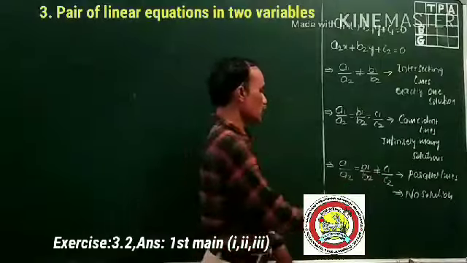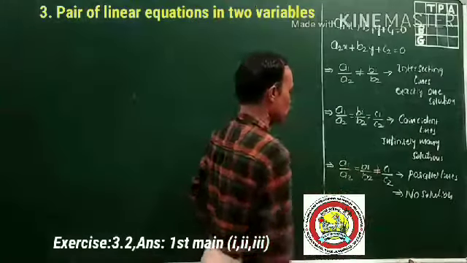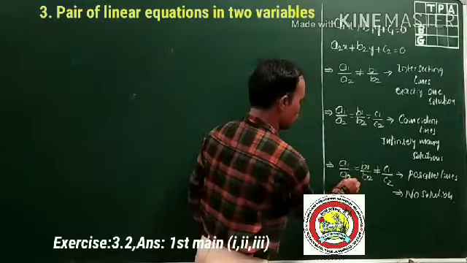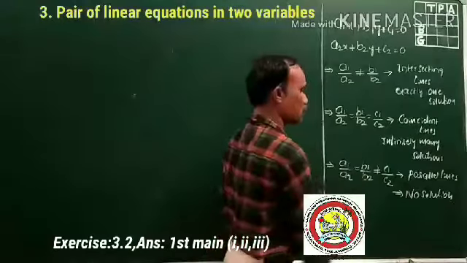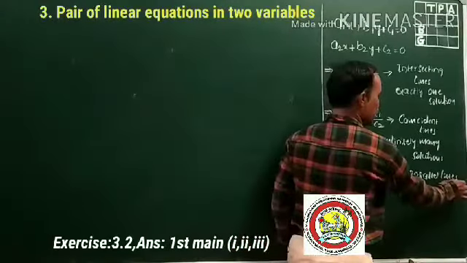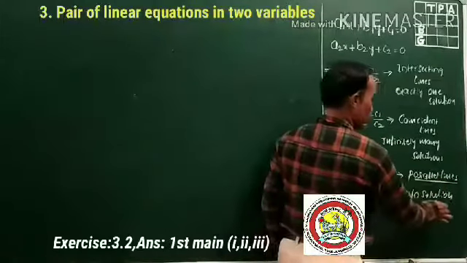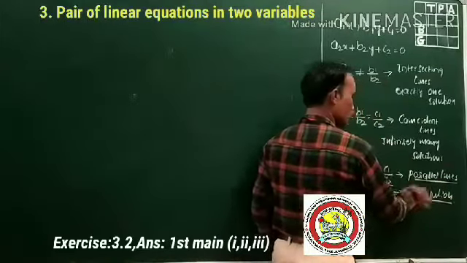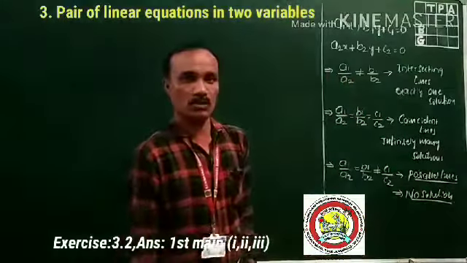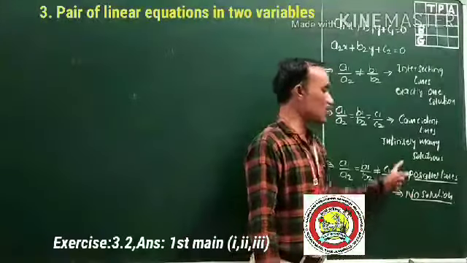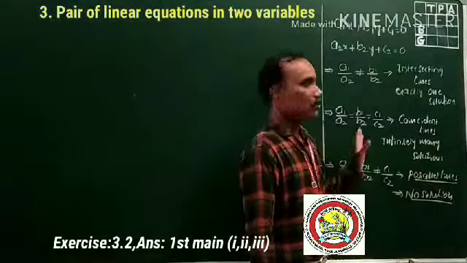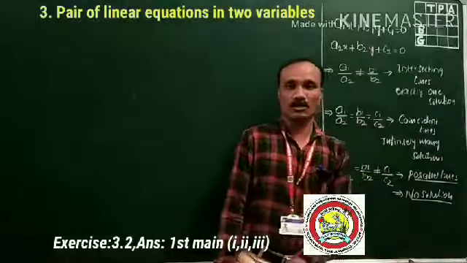Then finally, the third case: a1 by a2 is equal to b1 by b2 is not equal to c1 by c2. In this case, the lines are parallel. We cannot find the solution. That is, no solution. So in this case, the lines are inconsistent. Yes, this is very important.